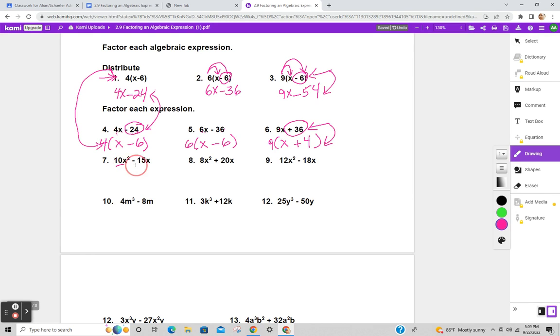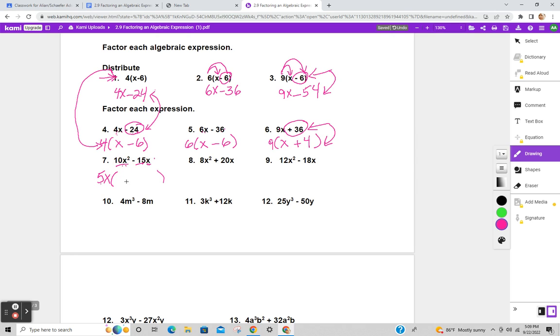So 5 will be our greatest common factor between the numbers 10 and 15, 5. And x squared and x, their common factor is just x, because just x will divide x evenly, and x will divide x squared. We can't choose x squared because x squared doesn't divide x evenly. Okay, so our other factor will be x.